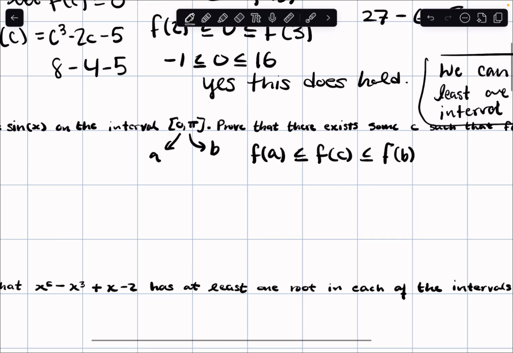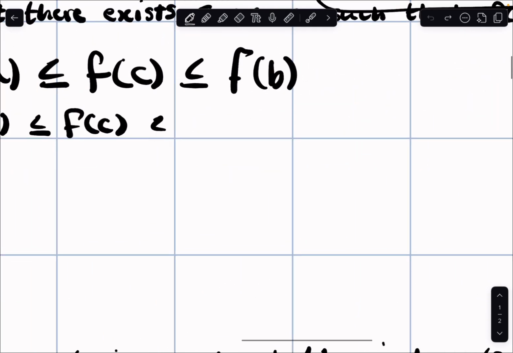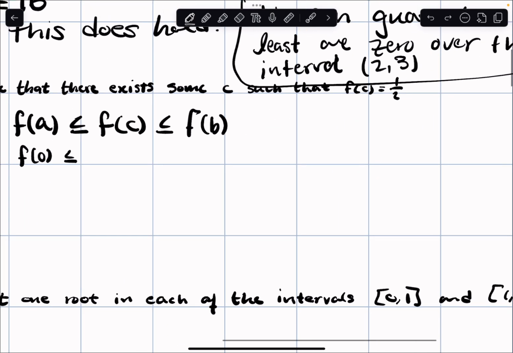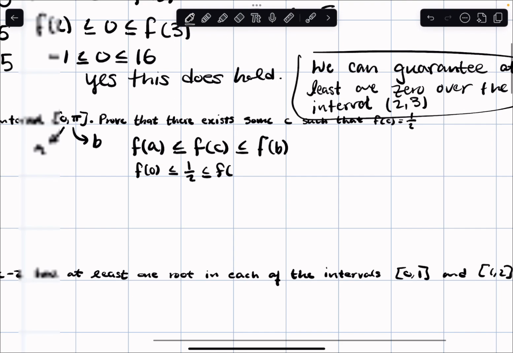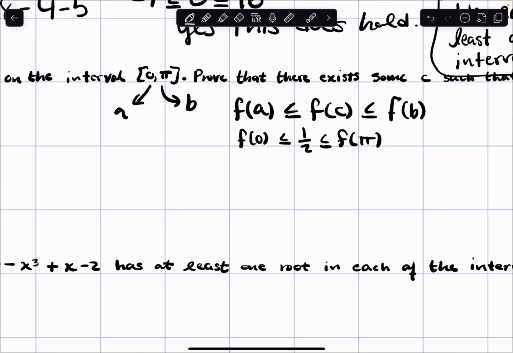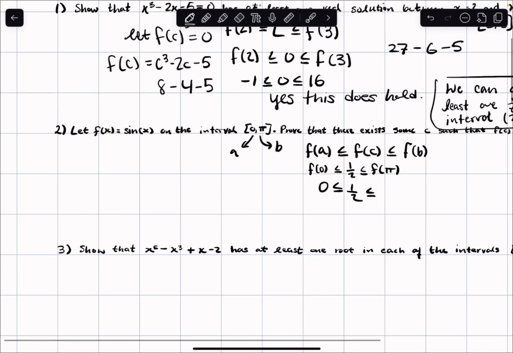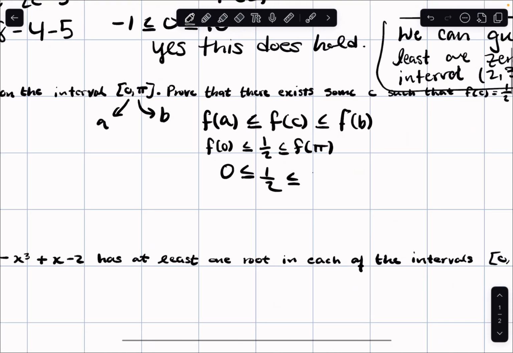So f of A will be f of 0, less than or equal to f of C, less than or equal to, so what we actually said up here, the problem gives us f of C. It's going to be a half, and then f of B, which is going to be f of pi. So what's sine of 0? Well, sine of 0 is 0. And then f of pi, which is sine of pi, is also going to be 0.